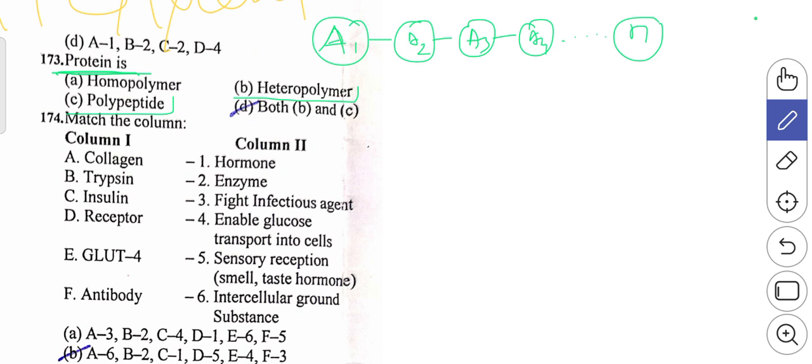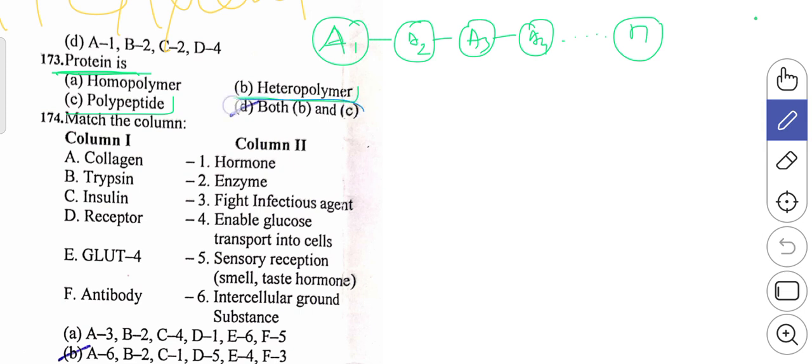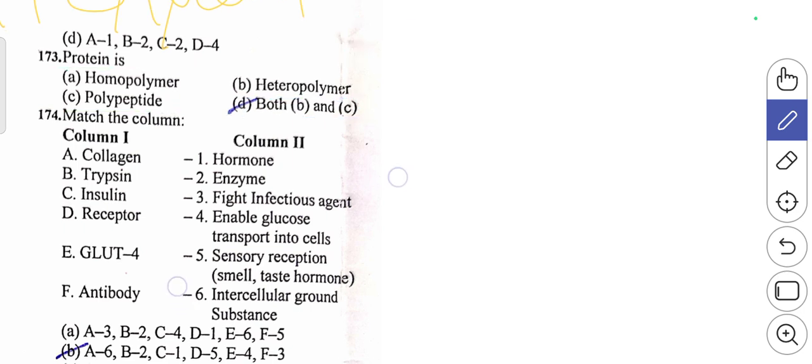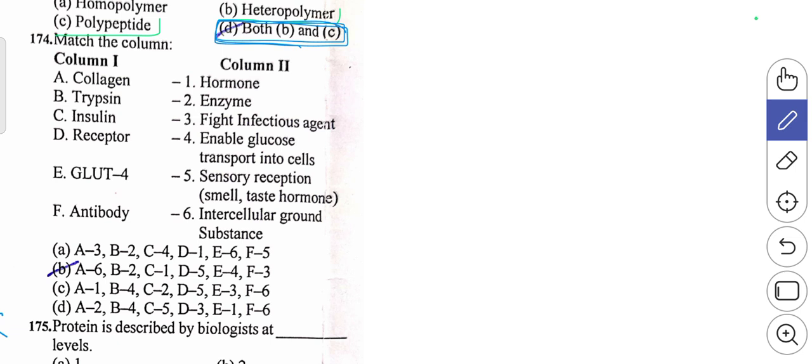So due to that, protein contains both B and C. It is considered as a heteropolymer and also it contains polypeptide chain. So the next question, again, they have given match the following. In column 1, they have given collagen, trypsin, insulin receptors, GLUT4, and antibody. It is basically regarding the functions of proteins.